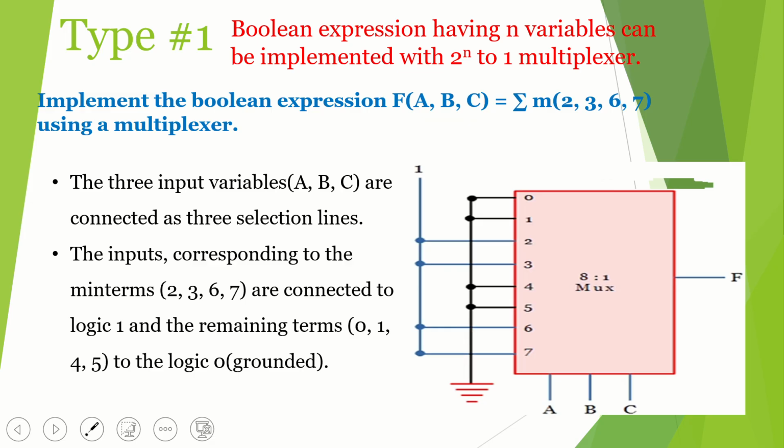So listen well, in type 1, if n variables are present, all these n variables are selected as selection inputs. The min terms are only connected with logic 1 and logic 0.